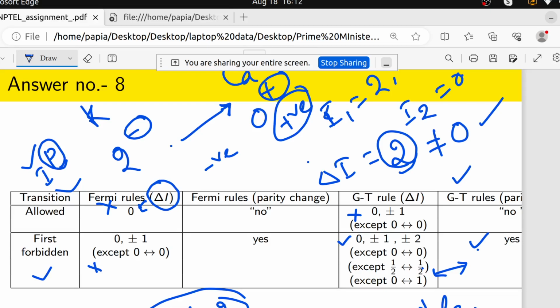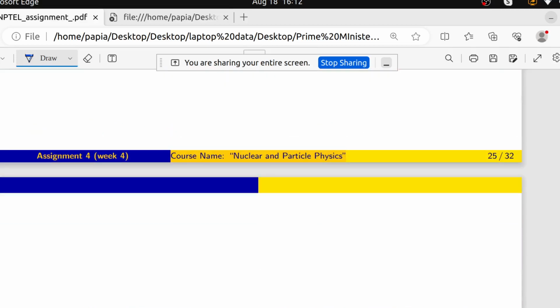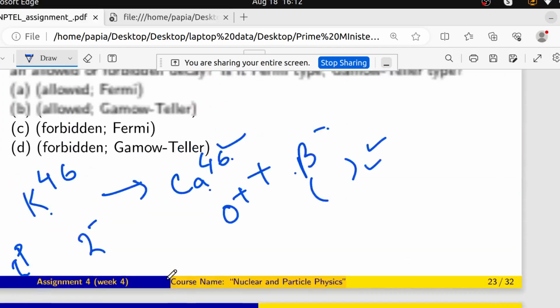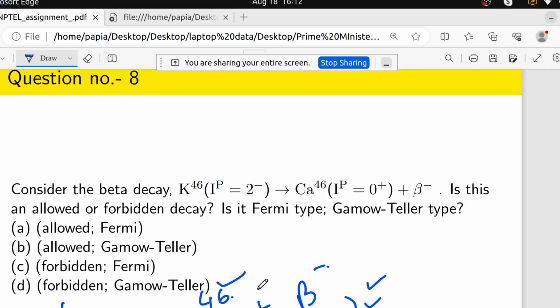Okay. I have one question regarding that also. I will ask that in this section also. Okay. So the answer is D, right? Yes, the answer is forbidden Gamow-Teller.